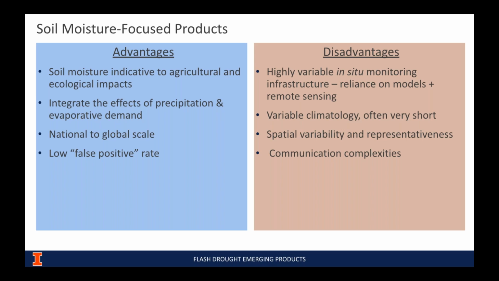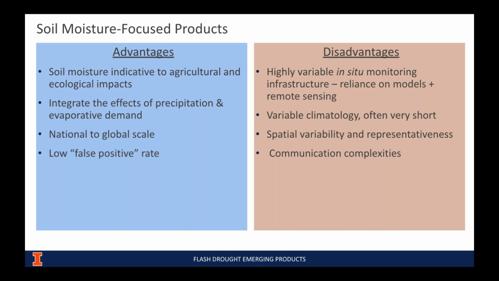The disadvantages of soil moisture is that we have a really highly variable and lacking in most places in situ monitoring infrastructure for soil moisture. What that means is we're relying a lot on models or remote sensing, and I'll see this sometimes in the literature where we're validating a soil moisture model with another soil moisture model, and it's just because we don't have that in situ monitoring infrastructure in many places that's dense enough to really do a lot of work with that information.